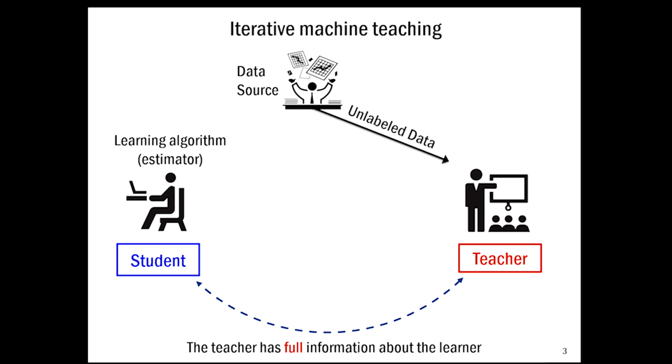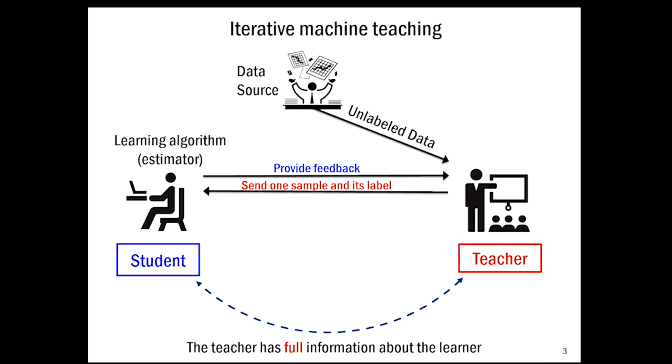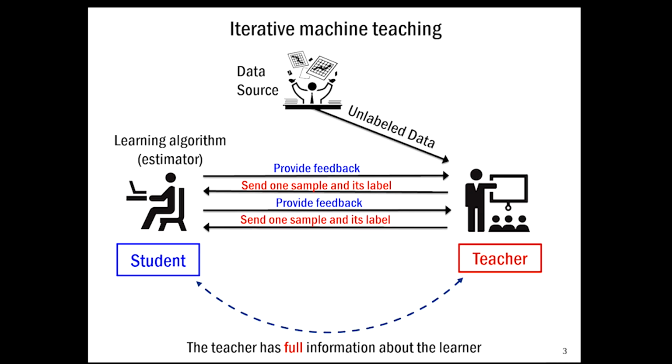Essentially, the teacher can look at the student's performance and determine what data point should be provided to the student. Once the student accepts this example, he updates with a fixed algorithm, and then the teacher can observe the performance again and provide another data point, okay? In this setting, the teacher assumes that it knows the student's feature space, and even knows the current model the student has. So it just picks examples trying to accelerate the learning process.